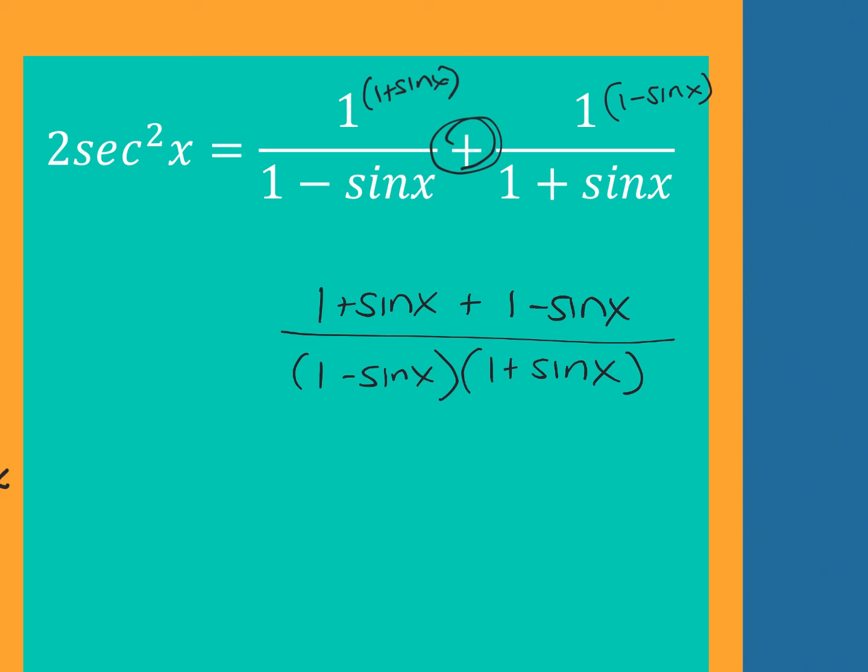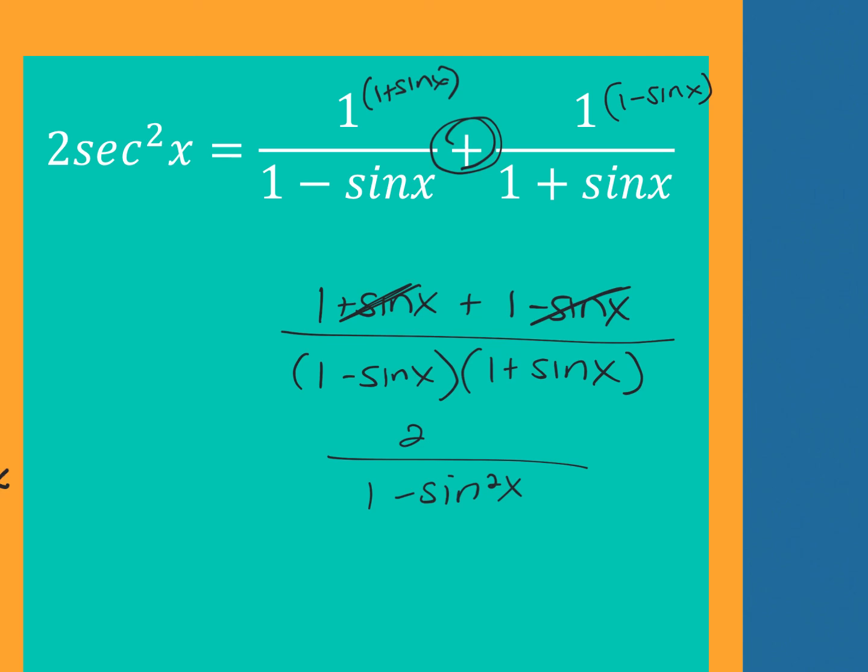Good. Now what? What'd you do? So then the sine x and negative sine x cancel. Good. So it's 2 over, and then I did 1 minus sine squared x, because that's a difference of 2 squares, right? That's the one step you don't really have to show all that work for, because if you know how to do the difference of 2 squares, you can use the shortcut. Square the first one, square the second one, put a minus between them.